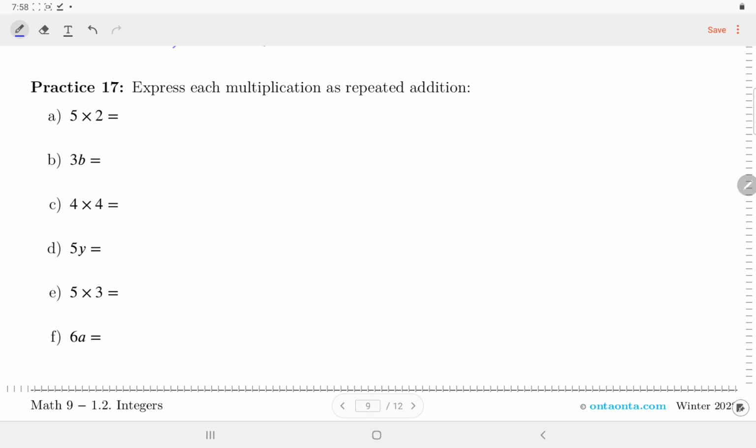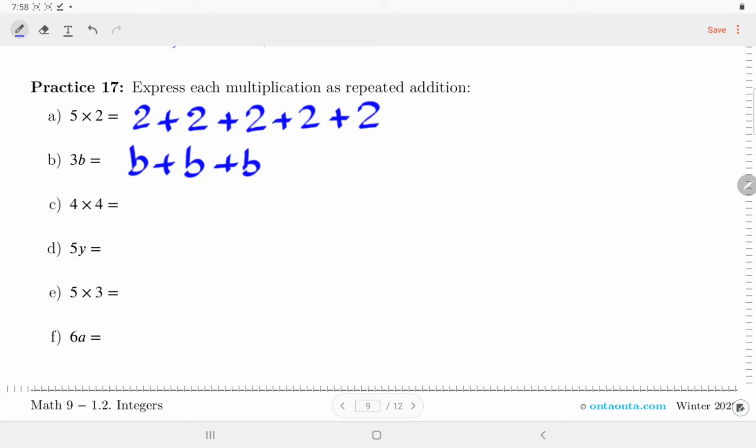We can also express multiplication as repeated addition. 5 times 2 is 2 plus 2 plus 2 plus 2 plus 2, 5 times. 3 times b is b plus b plus b. Complete the practice and check your answer.